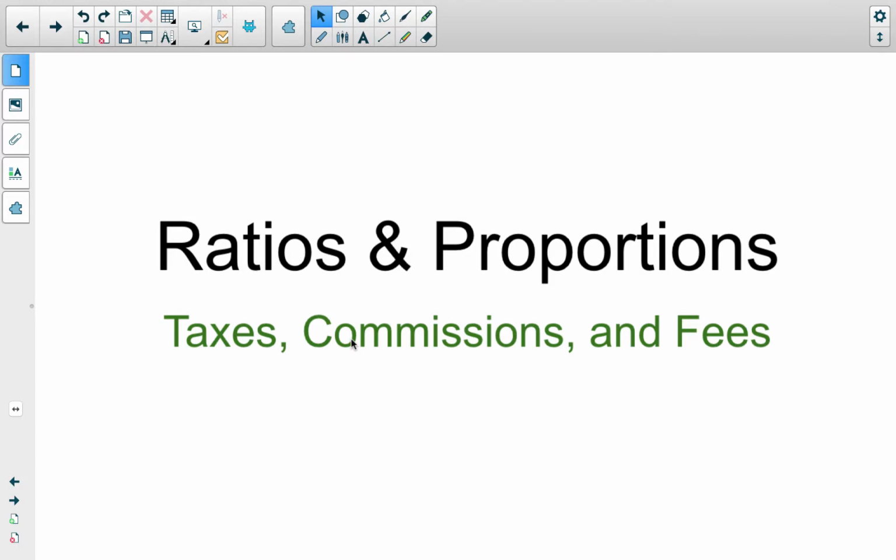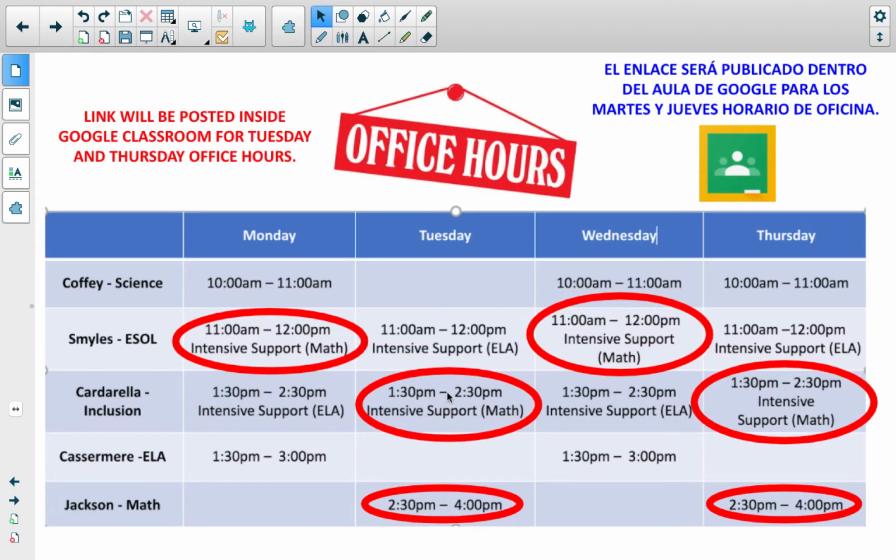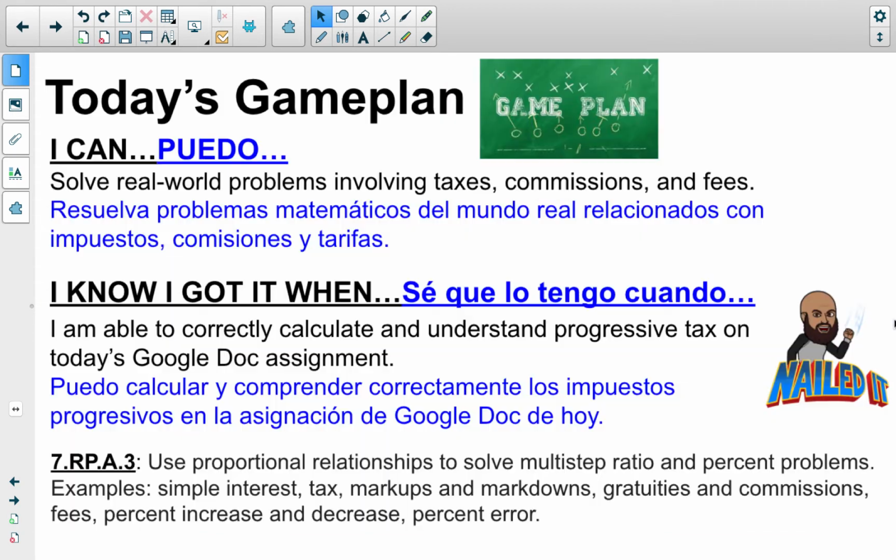Today, to begin week 3, we're going to look at taxes, commissions, and fees. Just a reminder here of office hours. The links are posted inside Google Classroom. I have office hours Tuesday and Thursday, as does Mr. Cardarella for math. In terms of Miss Smiles, that support is Monday and Wednesday. You can see the red circles indicating when math help is available.